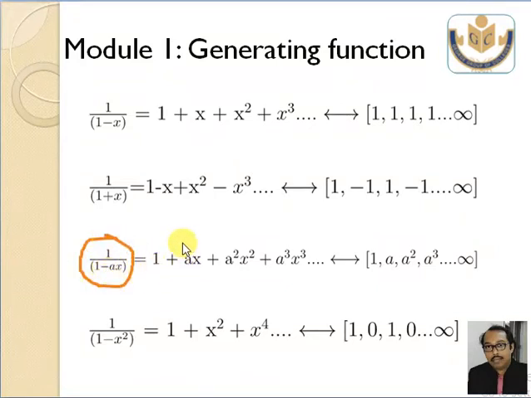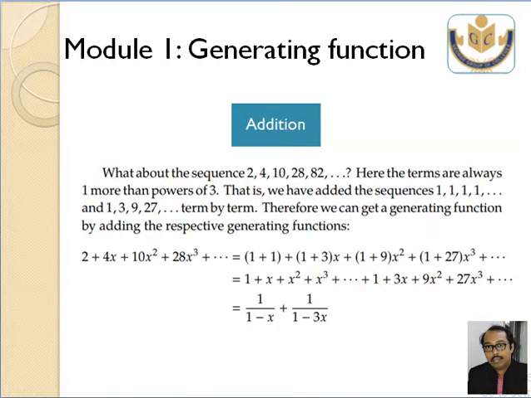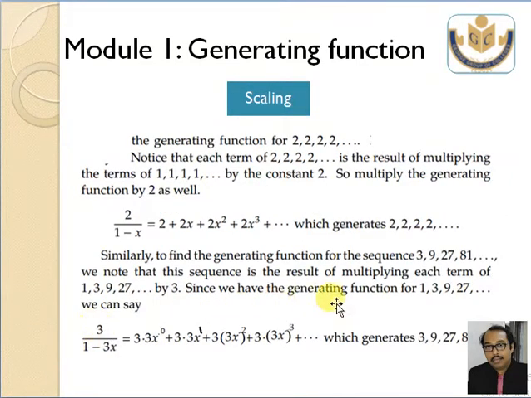So imagine a is equal to 3. So 3 square will be 9. 3 cube will be 27. So this is the problem: 1 by 1 minus ax. So this problem is represented as 3 by 1 minus 3x.